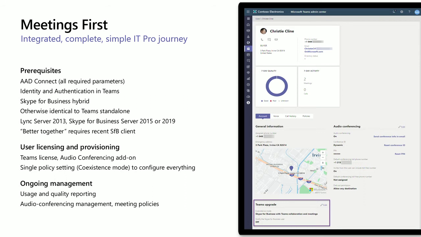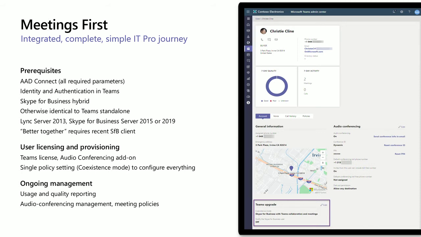Now, like I mentioned earlier, you're not going to see the words Meetings First anywhere inside of the admin UI, right? Inside of the admin UI, we use a much, much, much longer name for that called Skype for Business with Teams Collaboration and Meetings. Okay, so that is the coexistence mode that controls the experience that we call Meetings First.